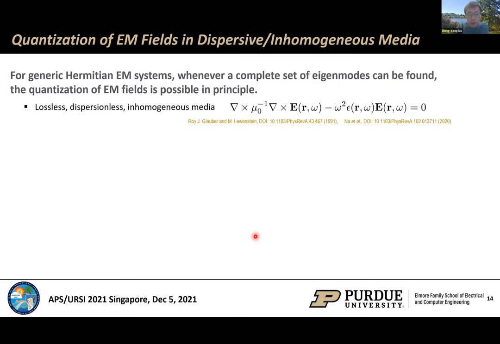As seen in the previous slide, the underlying principle of quantization of the EM field is to find the eigenmode of the system. For example, if we have a lossless and dispersionless inhomogeneous medium so that the permittivity is a function of space, in principle, we can find the eigenmode of this system. For example, we can use a numerical method. Then we have a finite dimensional linear system, which is the Ax = b equation describing this Helmholtz wave equation.